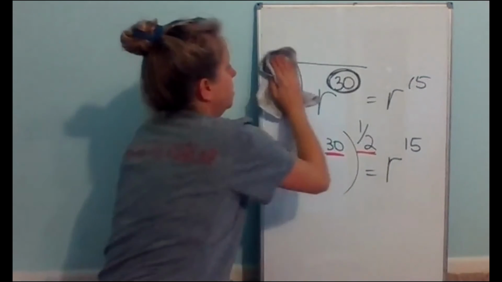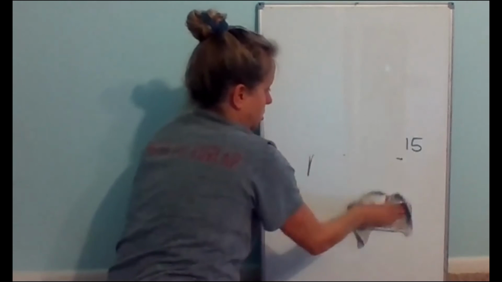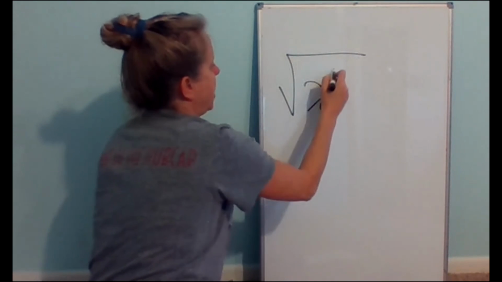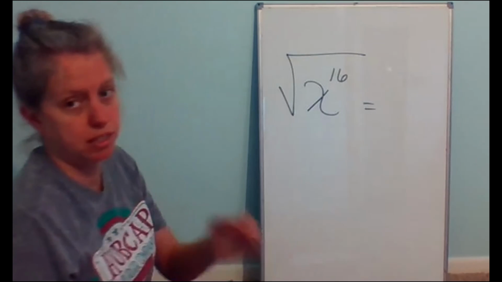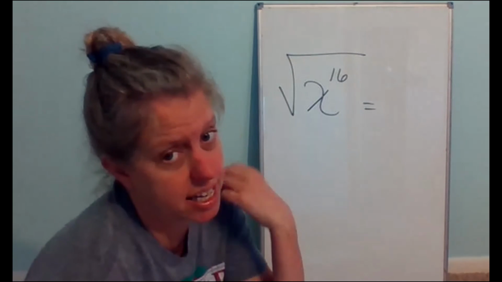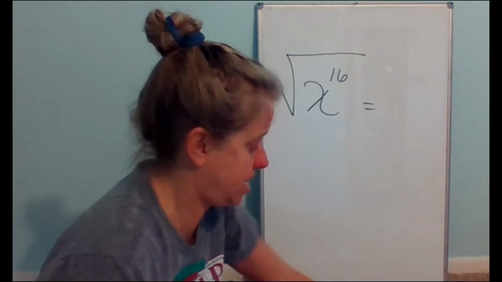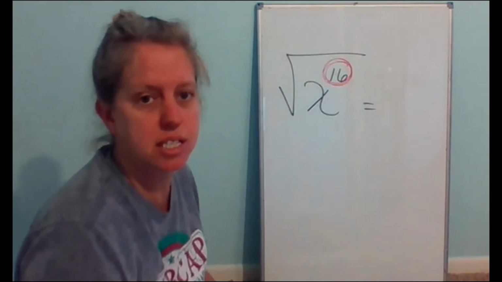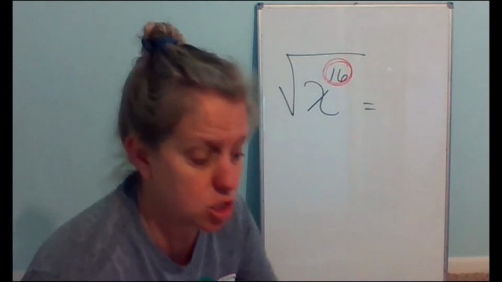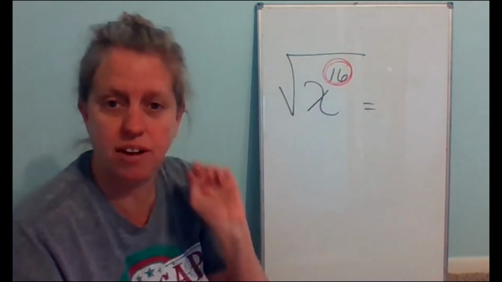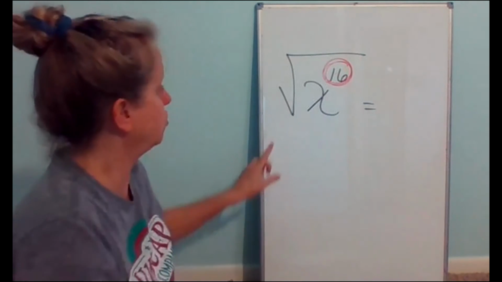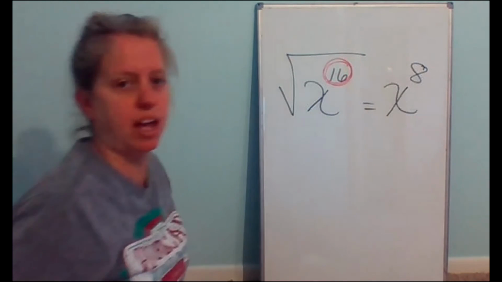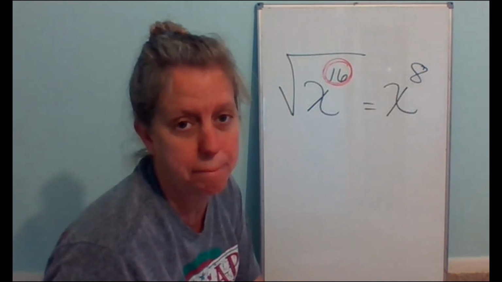So let's see. What if you have the square root of x to the 16th power? That's not the square root of 16. That's the square root of x to the 16th. So I'm going to use that shortcut rule for exponents. If I'm taking the square root of an exponent, I'm just going to divide that exponent by 2. So that's going to give me x to the what? If I divide your exponent by 2, it'll give me x to the 8th power.